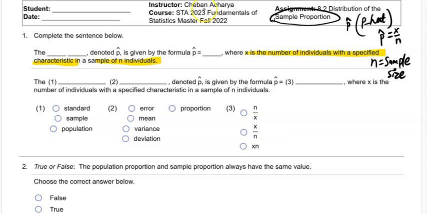So here you have to fill in the blank. The sample proportion, denoted by p hat, is given by the formula p hat equals x over n. Make sure that you choose the right option from the drop down menu. So that's the answer for question number 1.